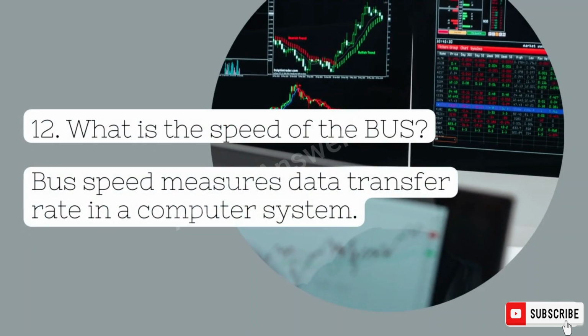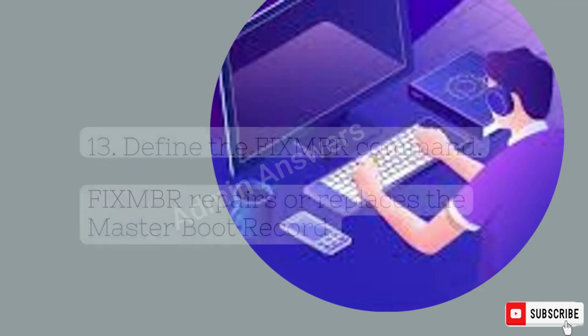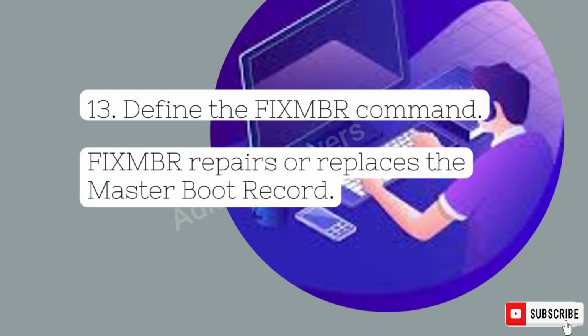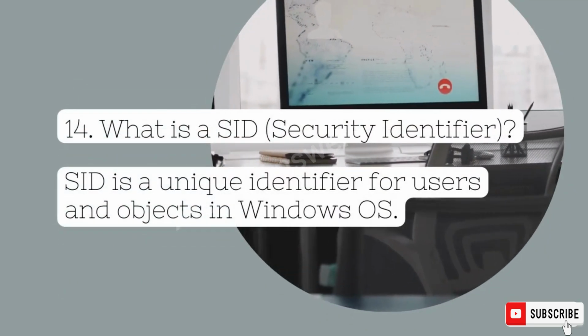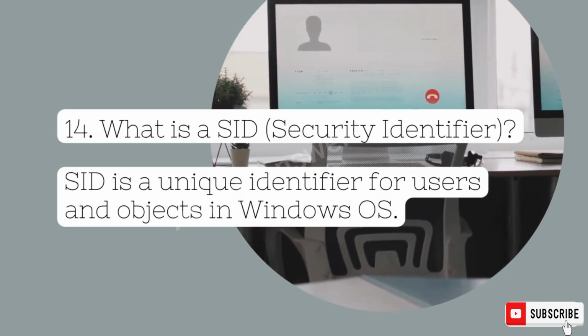12. What is the speed of the bus? Bus speed measures data transfer rate in a computer system. 13. Define the fixmbr command. Fixmbr repairs or replaces the master boot record. 14. What is a SID? Security identifier. SID is a unique identifier for users and objects in Windows OS.